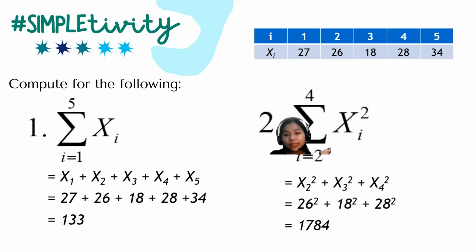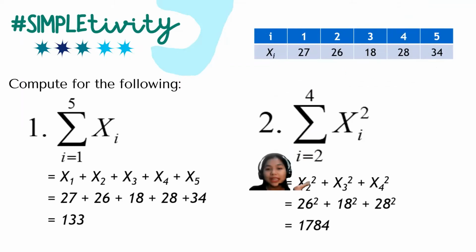Then the second one is summation of x sub i squared as i goes from 2 to 4. So squaring each value of x. But remember, the summation index is i, and it starts with the second value up to the fourth value of x. So we exclude the first value of x and also the fifth value of x.